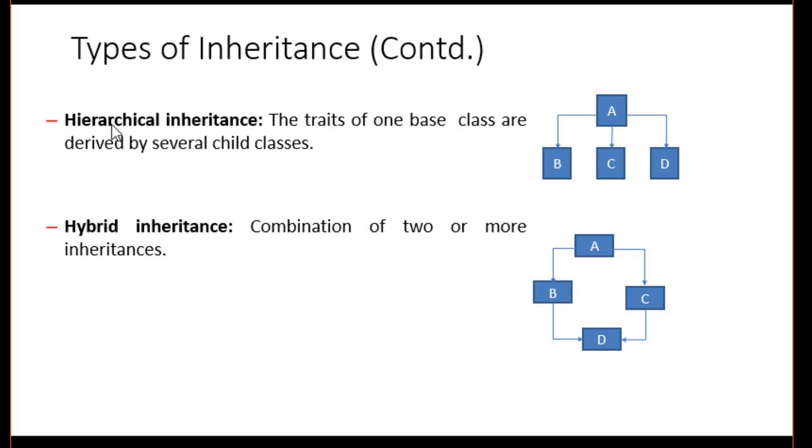Moving next, we have hierarchical inheritance, where the traits of one base class are inherited by several child classes. The example we took previously, the case of fruits, can be categorized as hierarchical inheritance. The final one is hybrid inheritance, which means a combination of two or more types of inheritance. It can be a combination of any of the previously described inheritances.